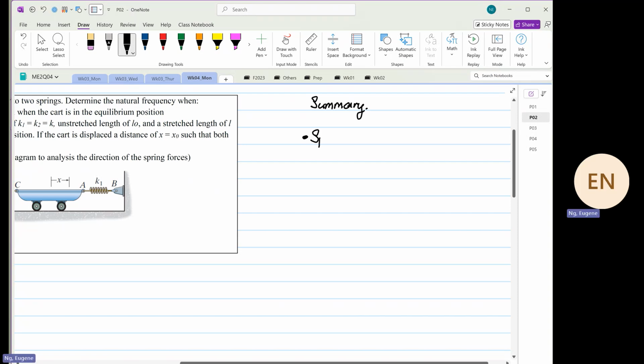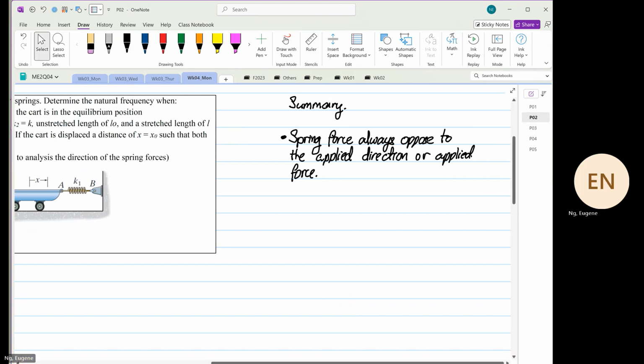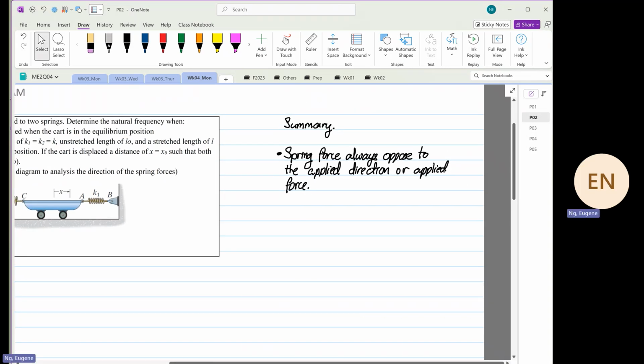The spring force always opposes the applied direction or applied force. And then remember how I taught you how to draw a multi-body free body diagram? So you remind yourself.